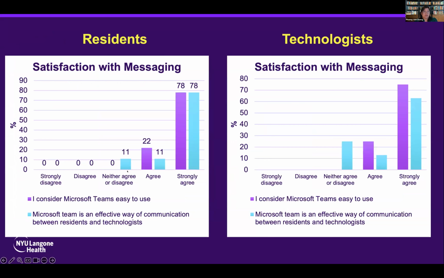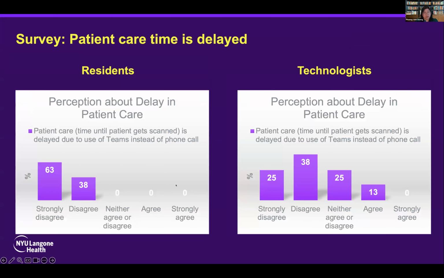The residents really liked having this system. They thought it was easy to use and an effective way of communicating. The technologists were a little more wary of it because, instead of getting the answer right away, they sometimes had to wait a little bit. So they were a little less satisfied, but still pretty well satisfied with the process. The residents didn't think that it caused any delay in patient care, and the technologists in general agreed with that, although a few thought that there was delay in patient care.